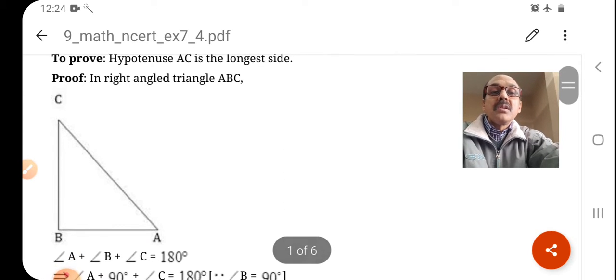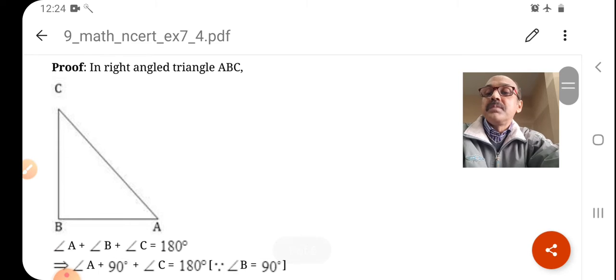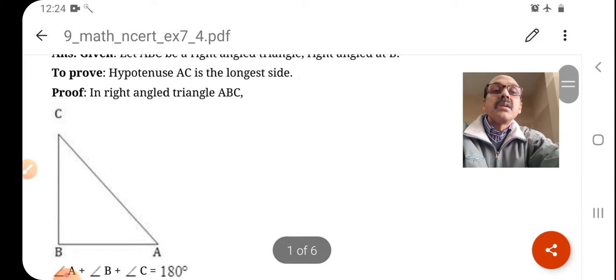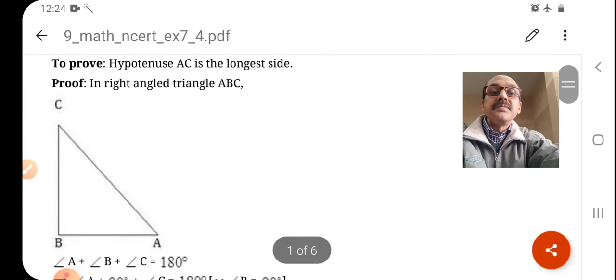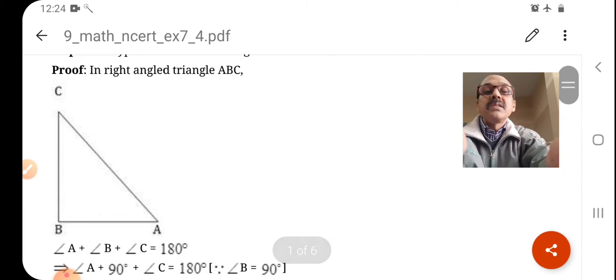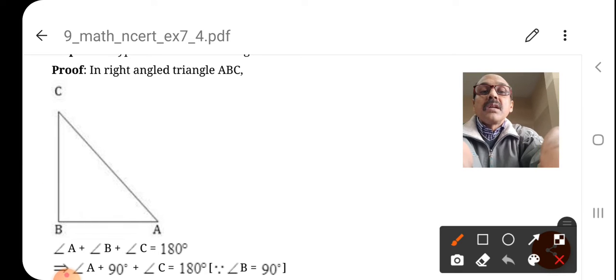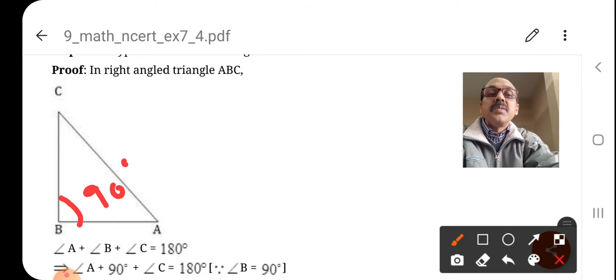Now see the diagram. ABC is right-angled at B. So angle B is 90 degrees. This angle is 90. So angle B is 90 degrees.